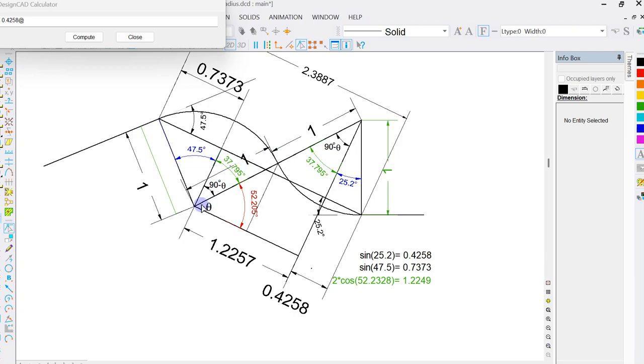So this triangle is twice as long, with the diagonal being 2. So you double that up. And what you end up with is this length is the sine of that. This is 2 times the cosine of this 52 because it's the adjacent side. And then this here is the sine of 25.25.